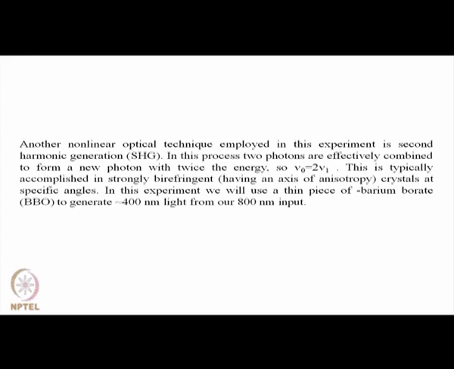Okay, so in this experiment, in general we use a thin piece of barium borate, BBO, to generate 400 nanometer light from 800 nanometer input. Okay, if we have say 800 nanometer, we can generate 400 nanometer light. So it is basically 2 nu 1 giving rise to nu 0, but maybe it is nu 1 plus nu 2 giving rise to another frequency which is higher than both. Okay, and that is called up conversion, frequency up conversion.